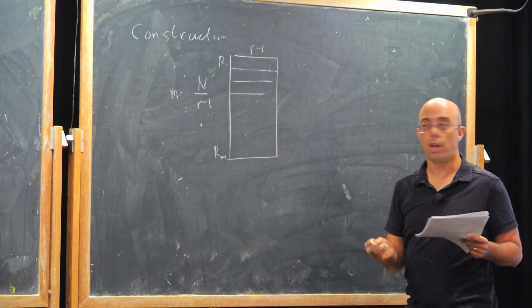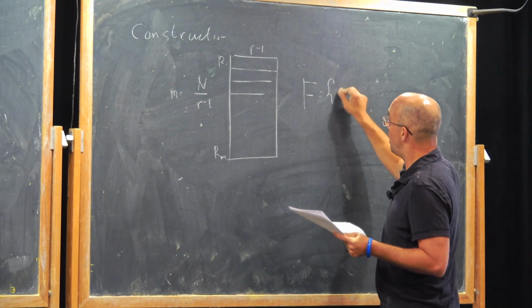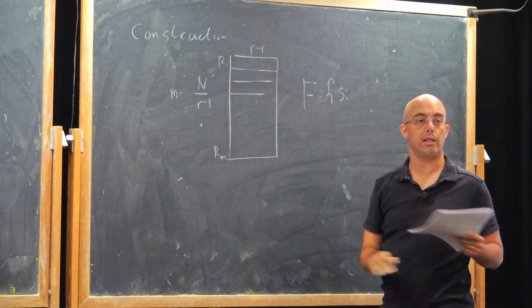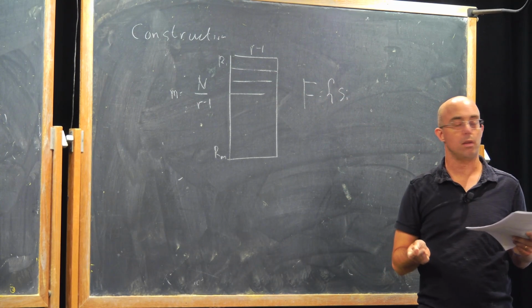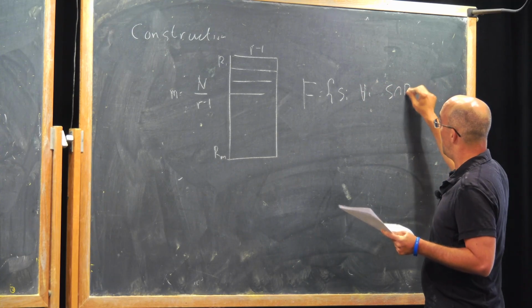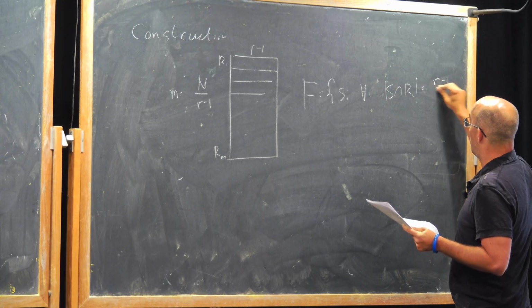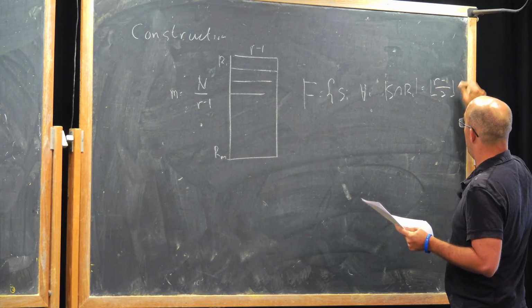OK? And the construction, let's have the construction. The construction is going to be all the sets that have half the elements in each row. So that for every i, S intersected R_i is of size exactly (R minus 1) over 2. Let's say, round it down.